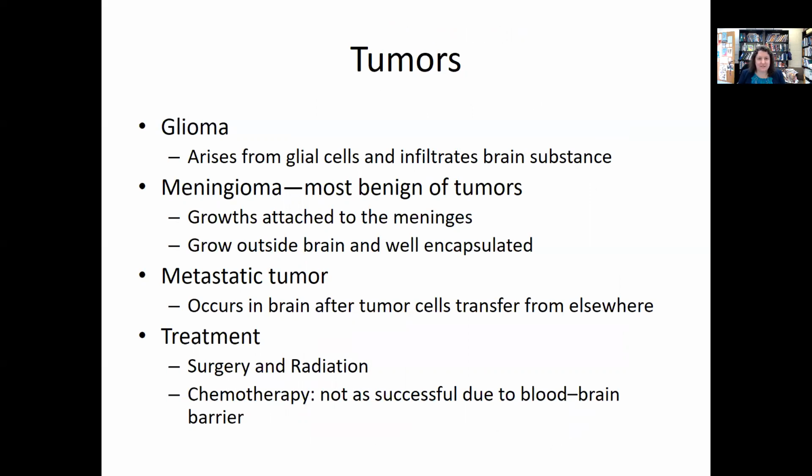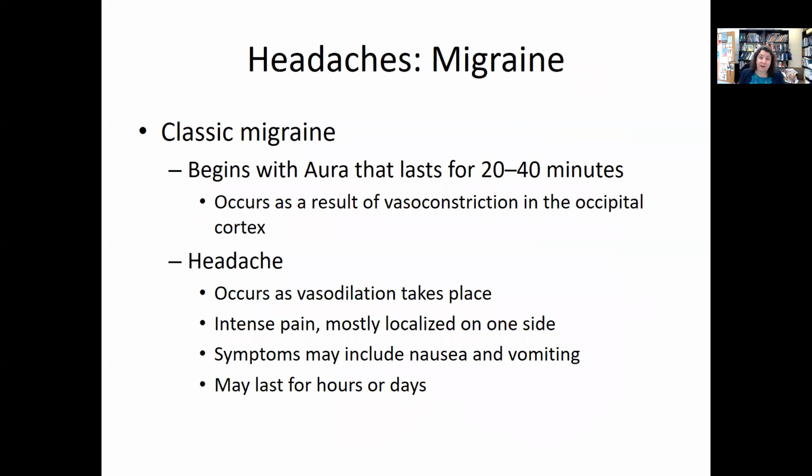Chemotherapy is not really effective here. Surgery and radiation are unfortunately the way you usually have to go. So migraines, or as one of the videos you'll watch for this module says, migraine. These begin, classic migraines at least, with an aura that lasts 20 to 40 minutes. And that occurs because of vasoconstriction, so your veins constricting in the occipital cortex, back here.